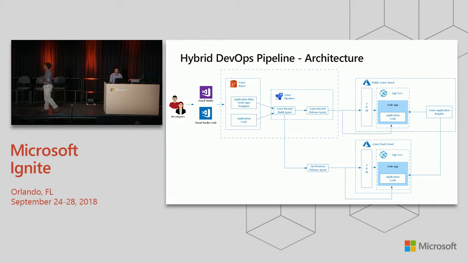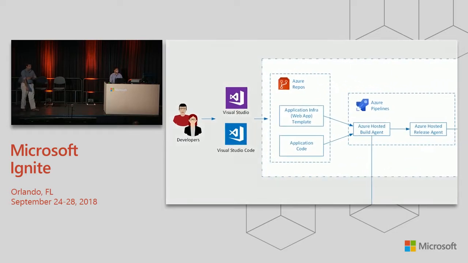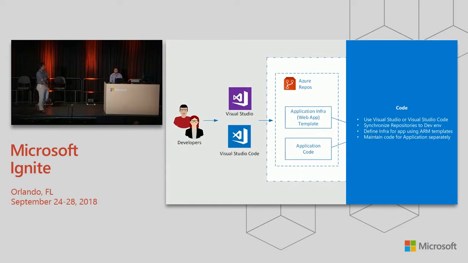This is a sample architecture for building a hybrid DevOps pipeline with Azure and Azure Stack. As you can see, it involves 3 distinct components, and I'll walk you through each of these things in detail. First thing, developers are key to this operation. Developers using any IDE of their choice are able to check in code into the Azure repositories, into Azure DevOps. That could be a Git repository or any other kind of repository that sits in the Azure repos.